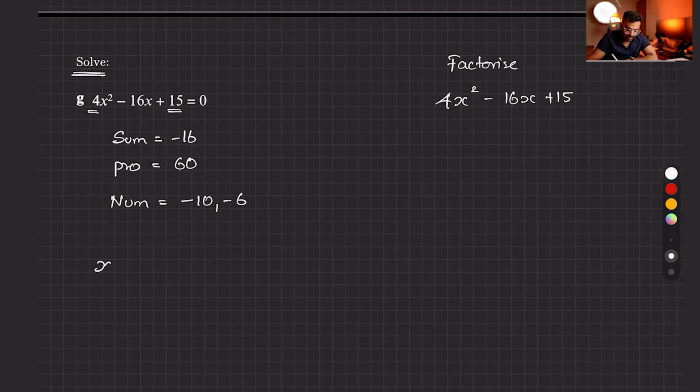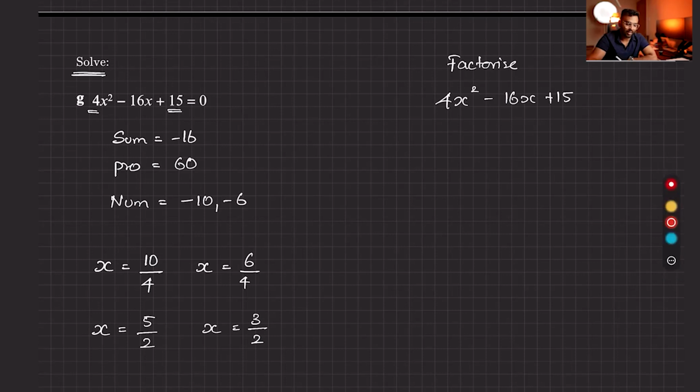I take x is equal to, change the sign of 10, divide by 4. X is equal to, change the sign of 6, divide by 4. So I can simplify this as x equals 5 by 2, x equals 3 by 2. Is that clear, everyone? So these are your solutions. You stop there when the question asks you to solve.